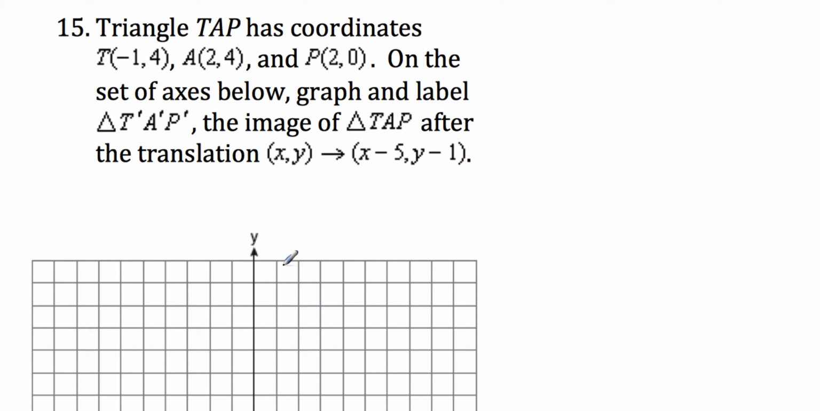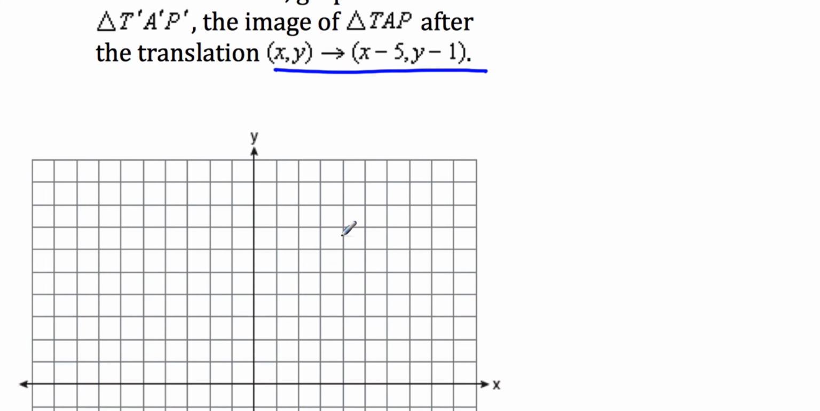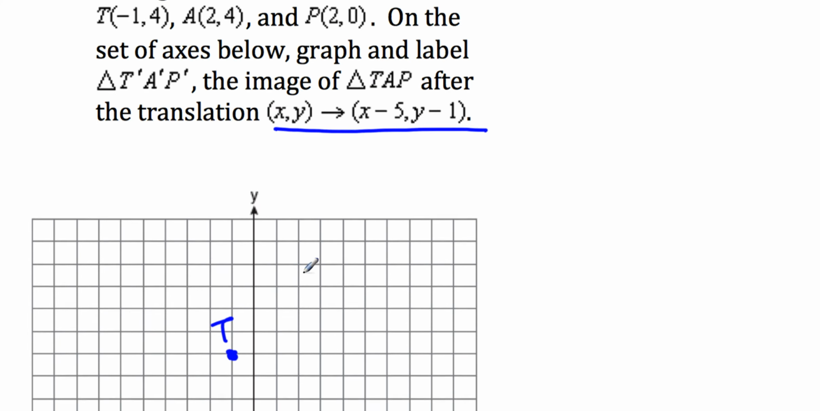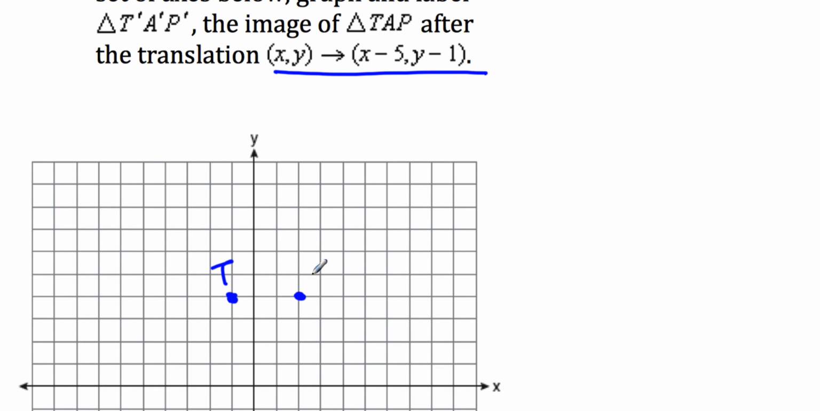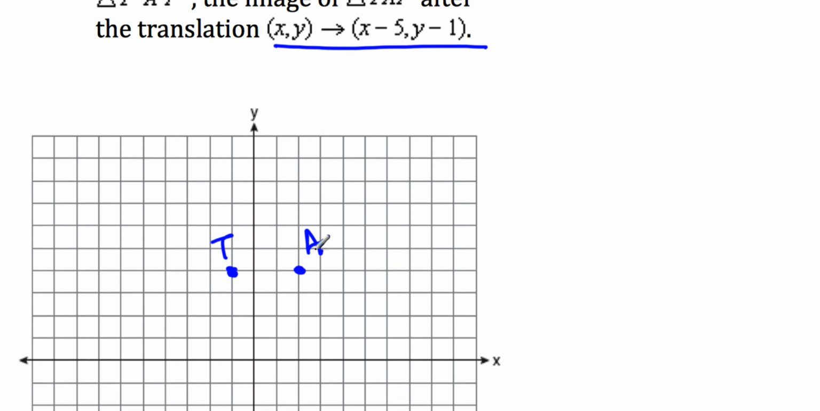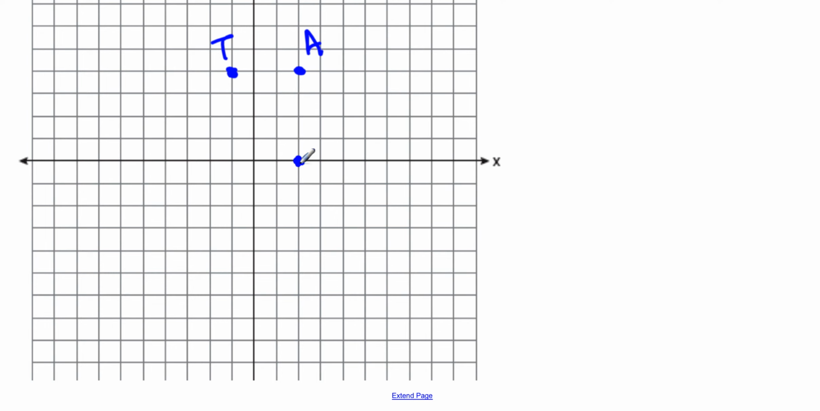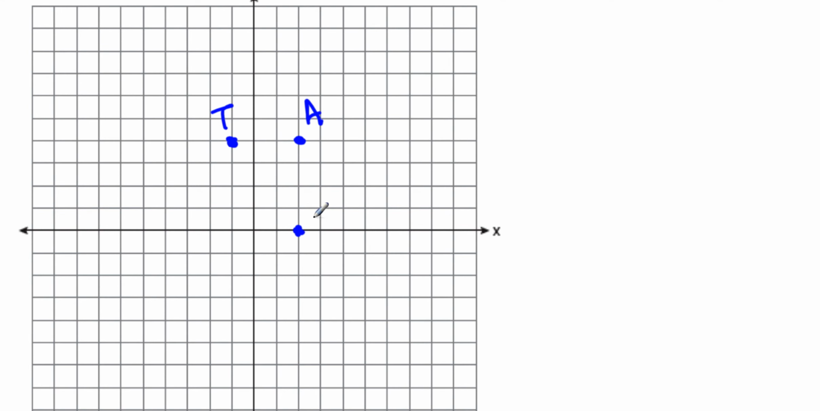All right, let's look at number 15. So here we have TAP, the triangle, on the set of axes, graph and label T prime, A prime, P prime after this translation. So let's try to look at it. First, negative 1 comma 4. So that's T. Second, 2 comma 4. That's A. And then 2 comma 0. That's P. So we have a triangle.